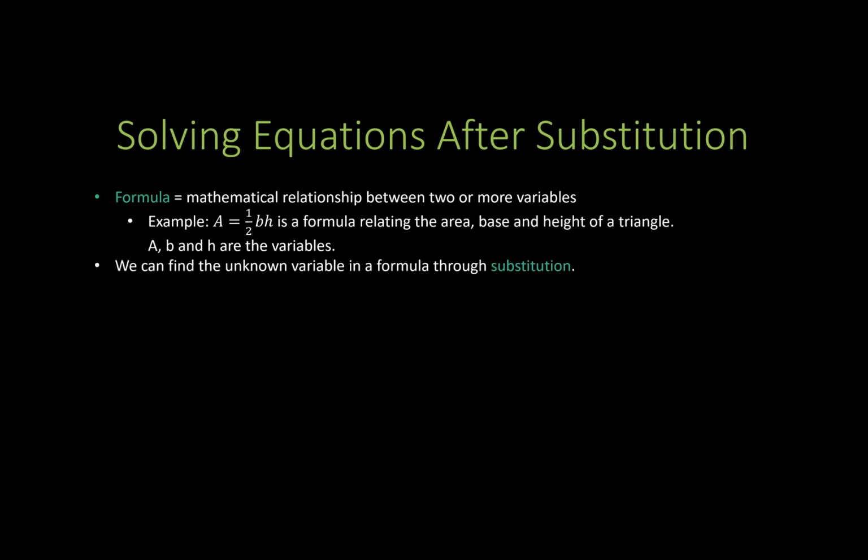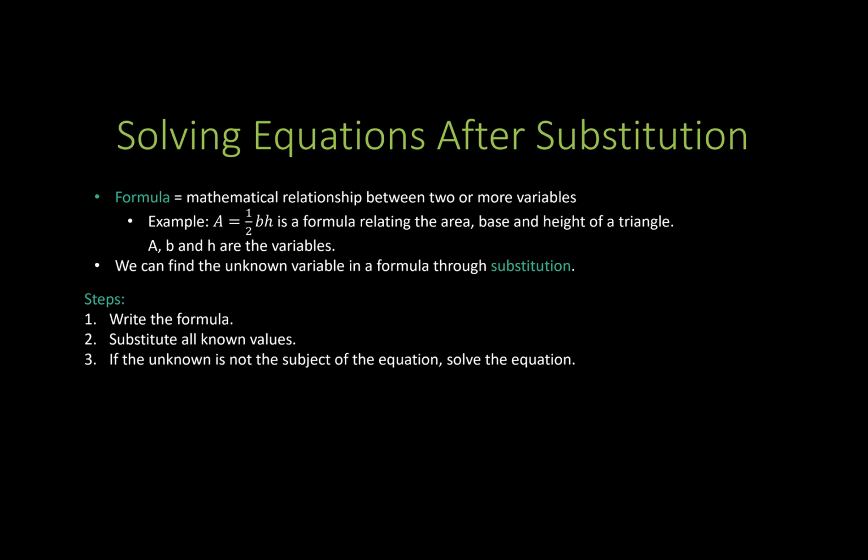We can find the unknown variable in a formula through substitution. So the steps: we write the formula first, substitute all known values, so everything that's given to us. If the unknown is not the subject of the equation, we need to solve the equation. Subject just means that it's by itself on one side. And then you give your answer with correct accuracy and units. So you make sure you've rounded it to the precision that the question is asked for.